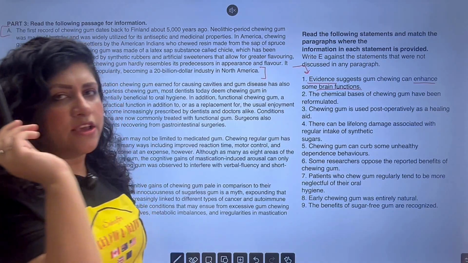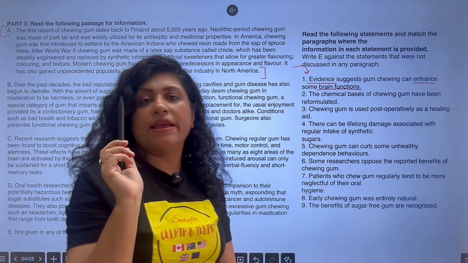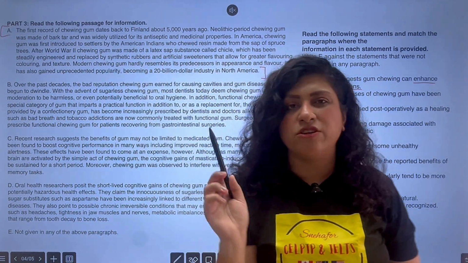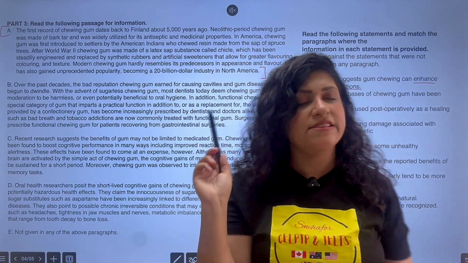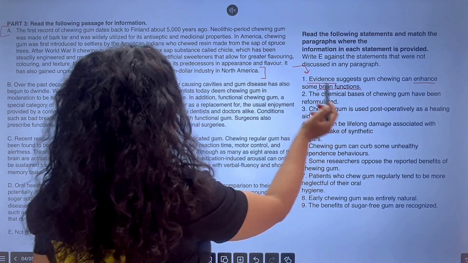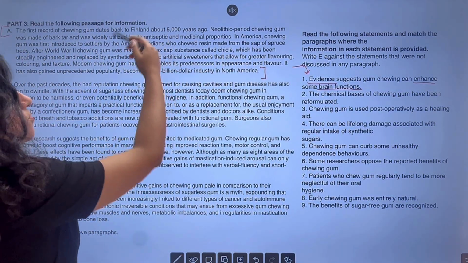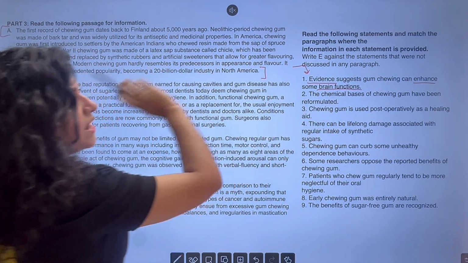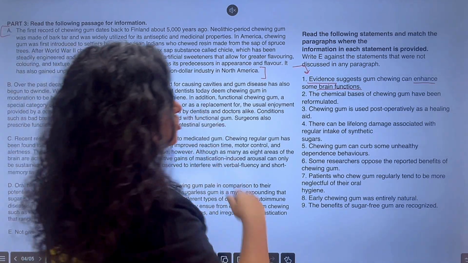Since we have read para A, question number 1 says, evidence suggests some chewing gum can enhance some brain functions. So I know this para A does not talk about brain functions at all, right? This is not going to be my answer. You can scan for the keywords. This para A does not talk about brain function at all.